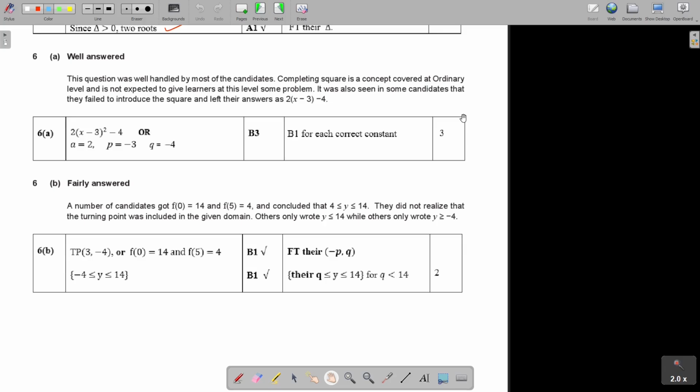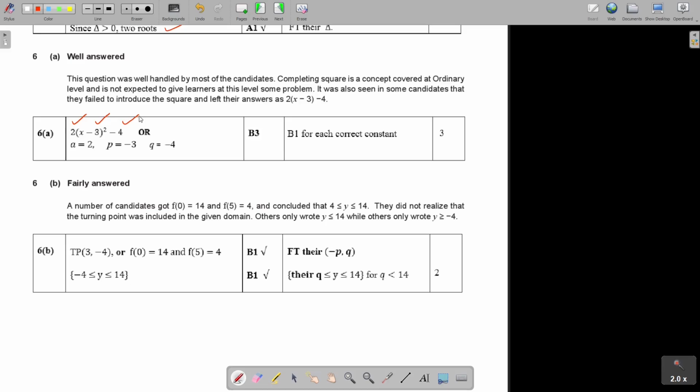It was also seen in some candidates that they failed to introduce the square and left their answer as that. But at the end, it was this, just as we got there. Can you recall? If you got it in that form, I think they were focusing on the 2a mark, the negative 3a mark, and the negative 4. So that was the 3 marks. Okay, number B, it was fairly answered.